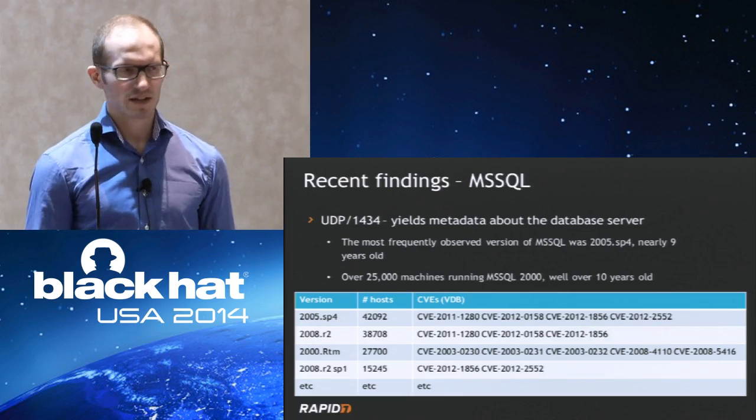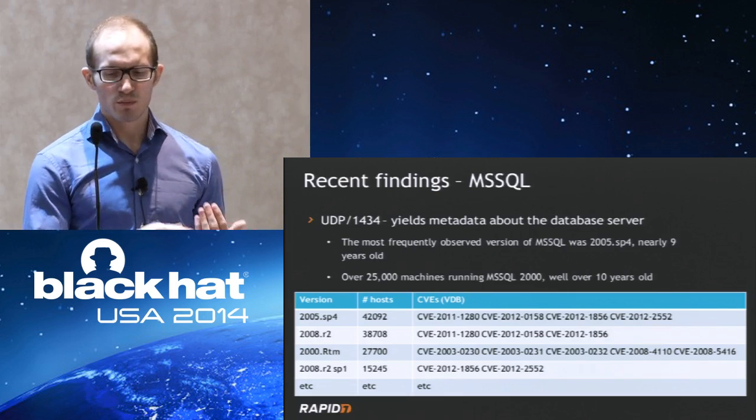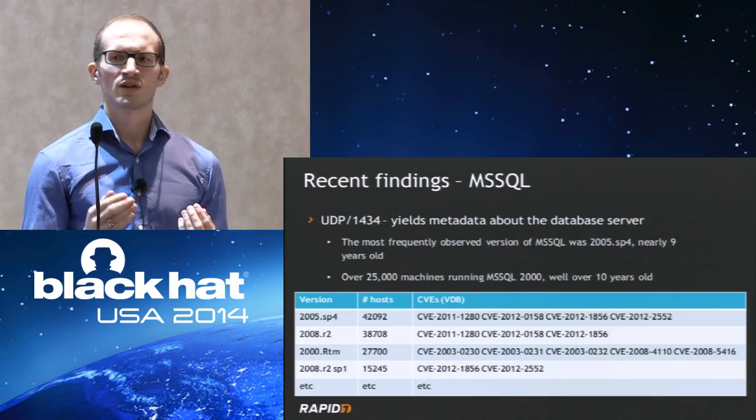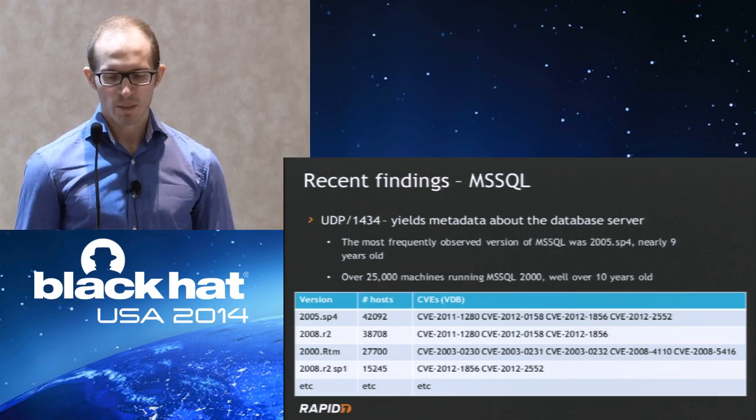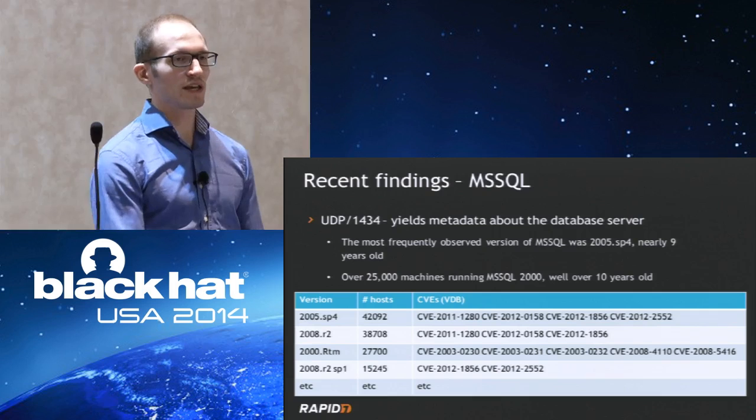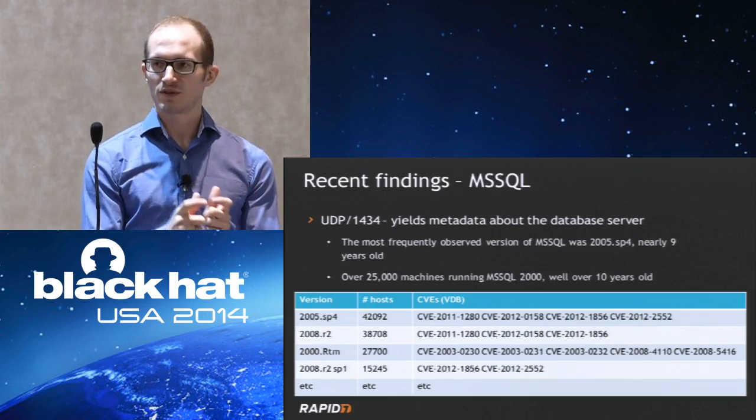Microsoft SQL Server has this UDP port where it gives you metadata about the database server, such as is it a clustered instance? Is it a single instance? What kind of version is it running? So we send a probe to this port and we get all the version information about these servers.